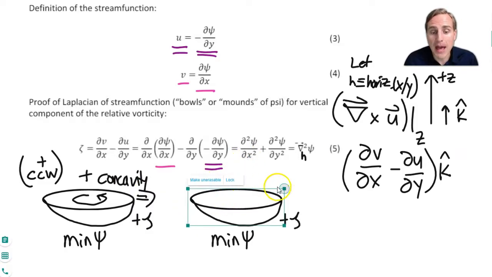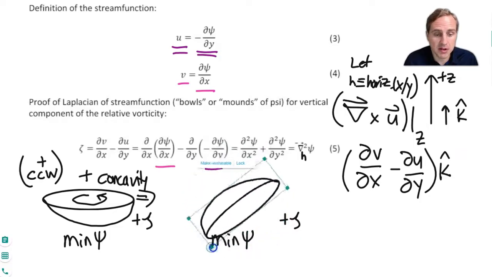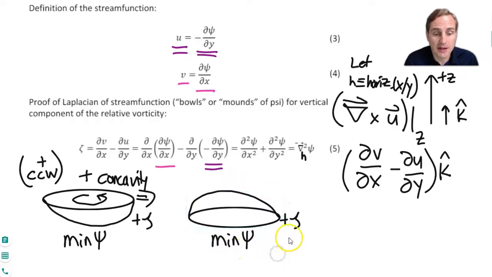Now what about a maximum of psi? Well, we just need to turn this upside down to have a dome, if you will, of psi, and it's just going to be the other way around. We're going to have a maximum of psi, and that means this is going to produce a negative value of zeta. And what is negative going to be? Well, instead of counterclockwise, that's actually going to be clockwise rotation. So clockwise, because again, we have negative concavity.